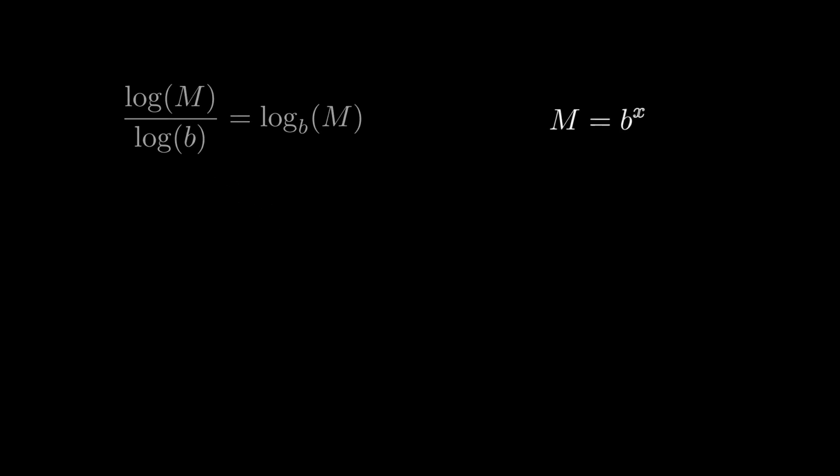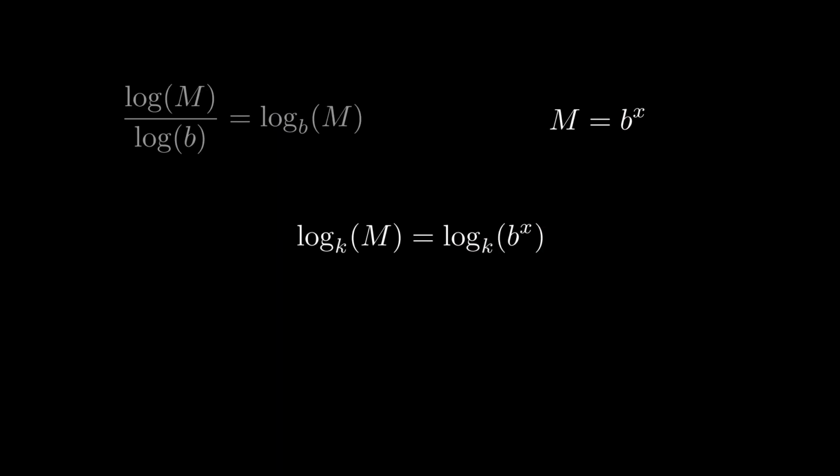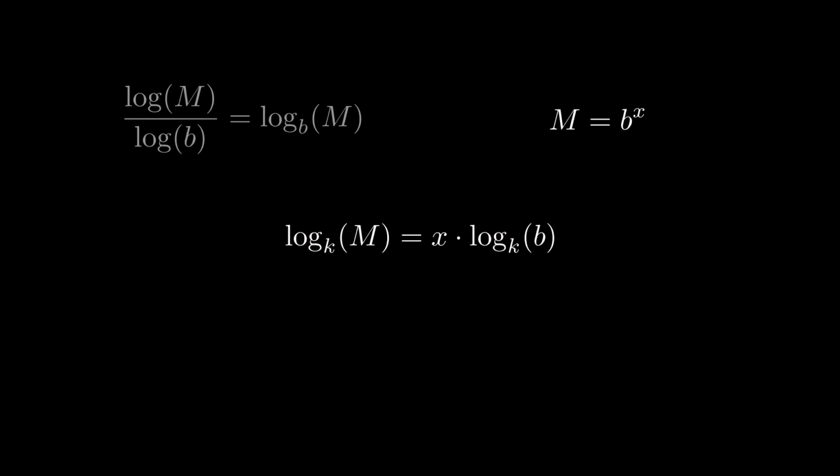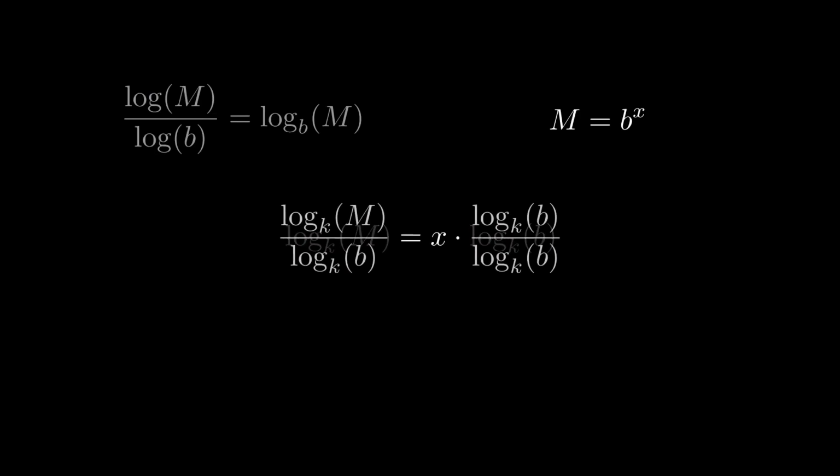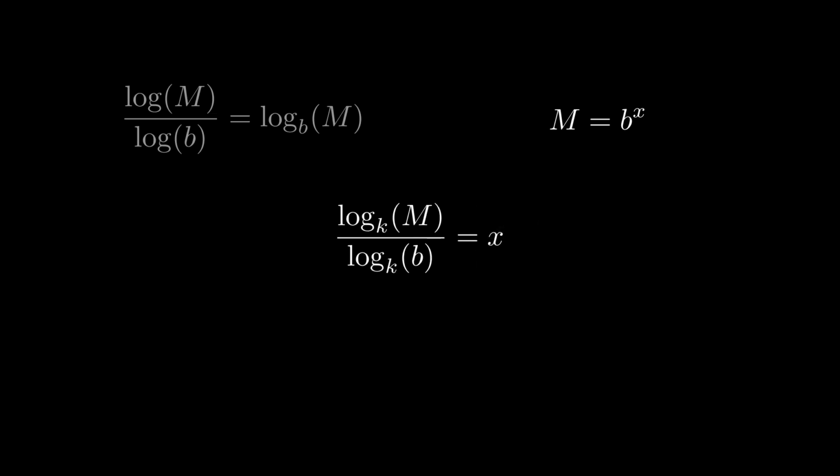Let's say m equals b to the x, and then consider the equation log of m equals log of b to the x. See that changing the base doesn't make the equation unequal to itself. So we'll just set it to k. We can now use rule 4 on the right side logarithm, moving the exponent to the front. Remember, if you ever forget what a rule means, rewatch that part of the video. Now we can divide both sides by the right side logarithm and get log base k of m divided by log base k of b equals x.